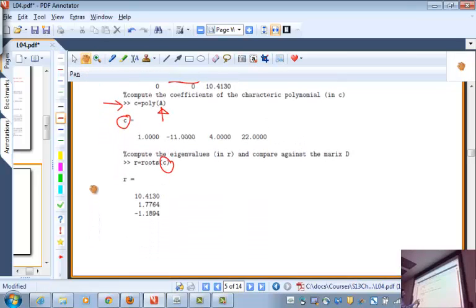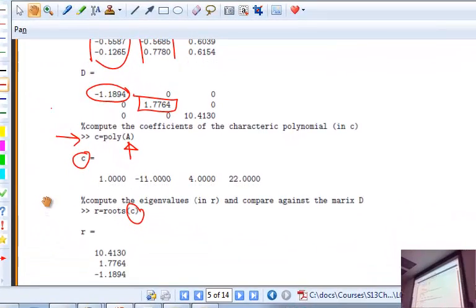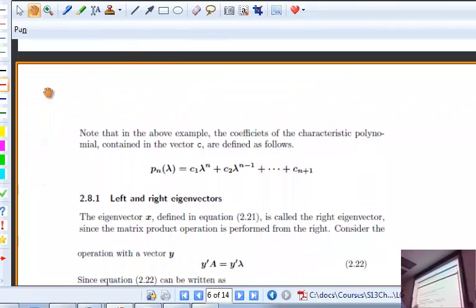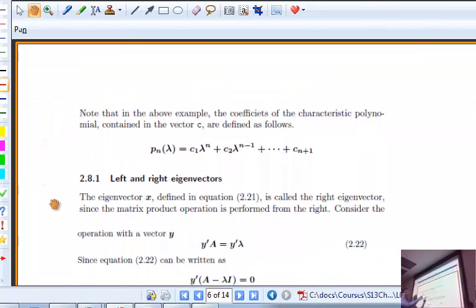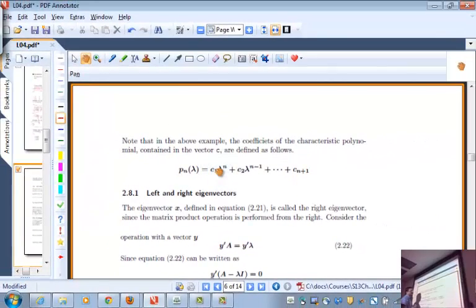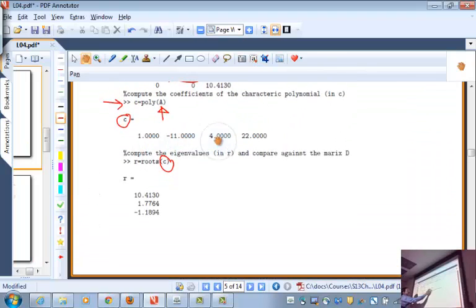And as I said, the order may not be the same, so let's check that. It is reversed, right? So the C1, C2 are given in this particular order. When poly returns the coefficients of the polynomial, C1 is the one that goes with lambda to the power n. C2 goes with lambda to the power n minus 1, etc. So for an nth degree polynomial, you will have n plus 1 coefficients. In our case, we had a third degree polynomial, so we have these 4 coefficients. This goes with lambda cubed, lambda squared, lambda, and the constant.